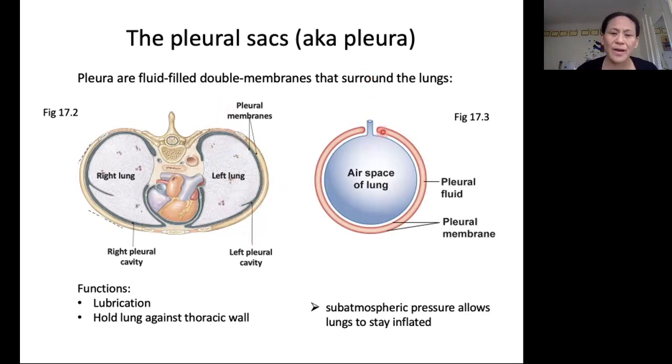I also just want to point out that we have this cartoon that basically shows the same thing. We have the lung here, and then we have our pleural sac around it, okay? Last thing I want to say is that the pleural sacs have a subatmospheric pressure in them. The pressure in the pleural sacs is below atmospheric pressure, and that helps the lungs to stay inflated. Don't worry too much about what that means. We will go over this in greater detail later.